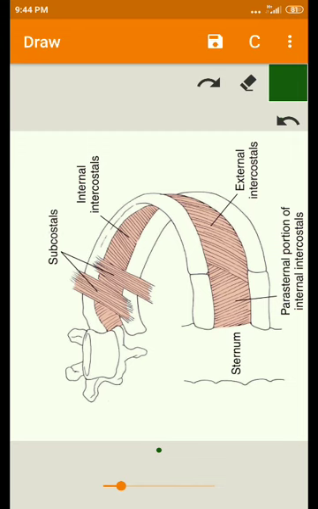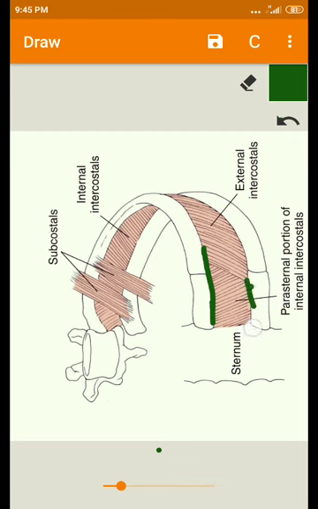Next, from where to where, now we will see the origin of the internal intercostalis as well as the external intercostalis. The internal intercostalis arises from a ridge on the inner surfaces of ribs 1 to 11 and inserts into the superior border of the rib below. So it arises from a ridge on the inner surfaces of the ribs from 1st to 11th and inserts into the superior border of the rib below.